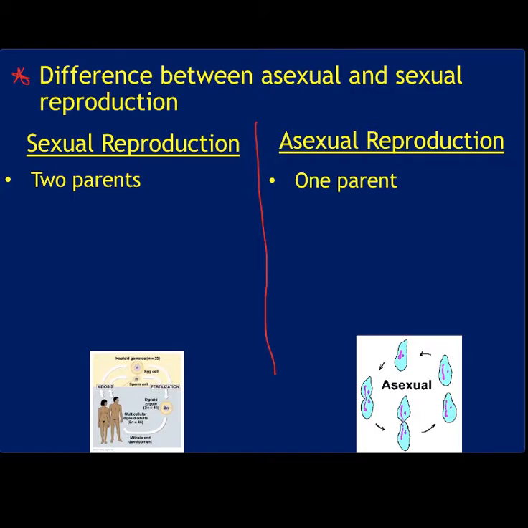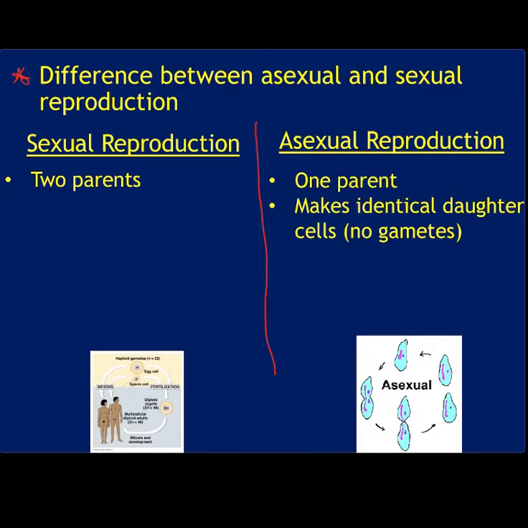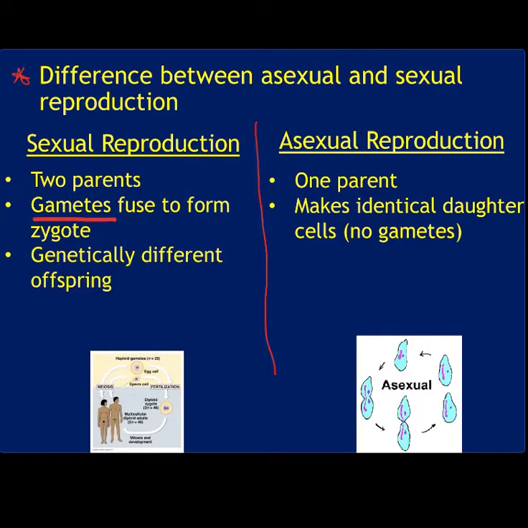Having 1 parent in asexual reproduction means that you have identical, what are called daughter cells. So the offspring are identical. There are no gametes involved, whereas we learned in sexual reproduction when we did the human that the definition for fertilization was fusion of male and female gametes to form a zygote. So straight away now we have these sex cells that are involved in sexual reproduction. There are no sex cells involved in asexual reproduction.